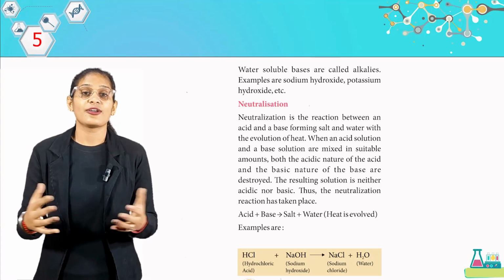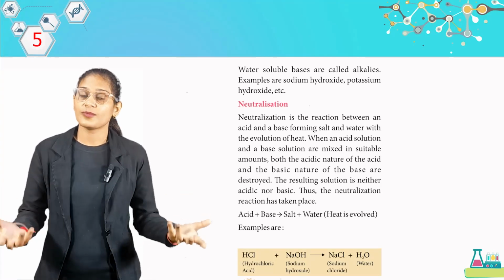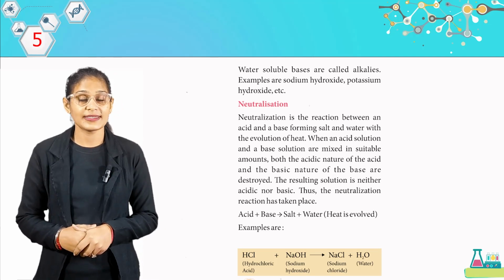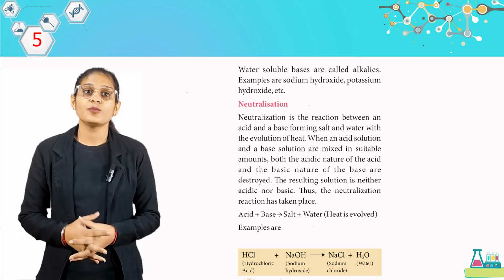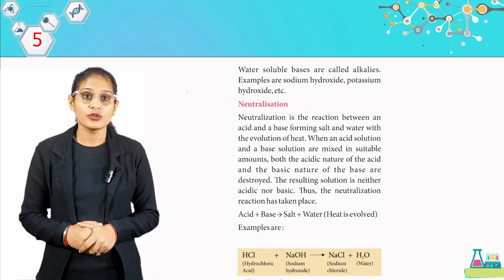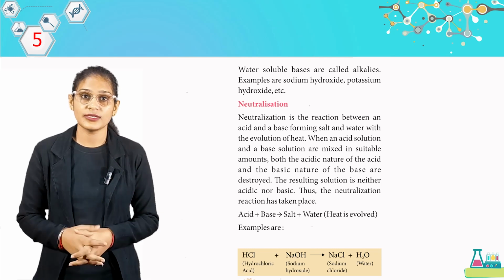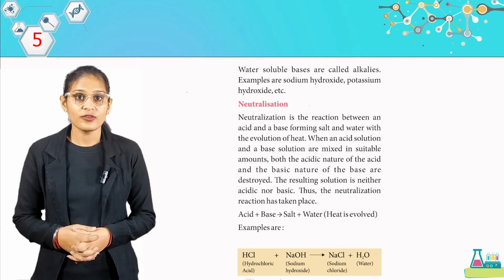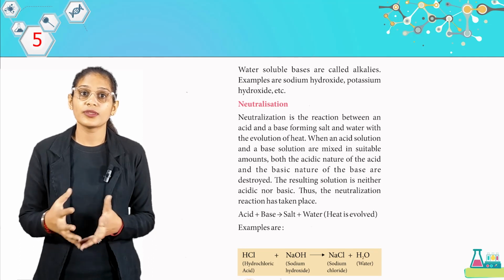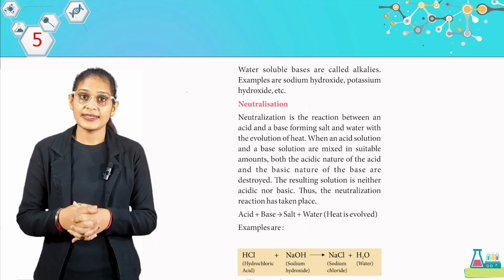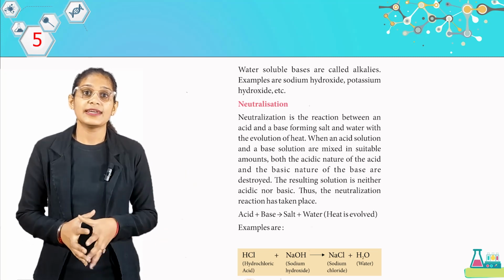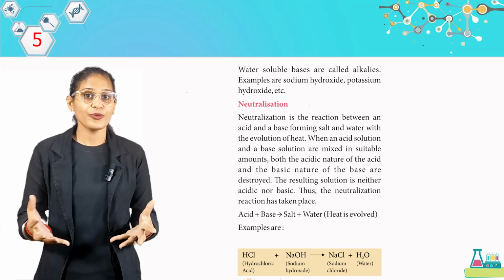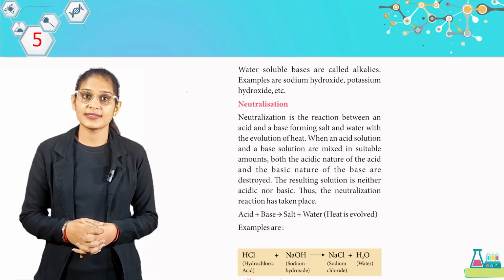Now we have alkalis. Water-soluble bases are called alkalis. Examples are sodium hydroxide, potassium hydroxide, etc. Now, neutralization. Neutralization is a reaction between an acid and a base, forming salt and water with the evolution of heat. When an acid solution and a base solution are mixed in suitable amounts, both the acidic nature of the acid and the basic nature of the base are destroyed. The resulting solution is neither acidic nor basic. Thus, the neutralization reaction has taken place.